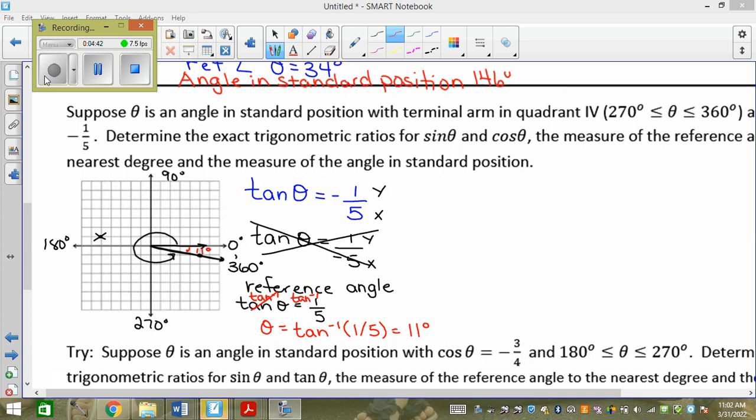Okay, that's the reference angle. How do I get the angle in standard position? Minus 360. Yeah, so I go 360 and then I take off the 11. Take the 360 the whole way.